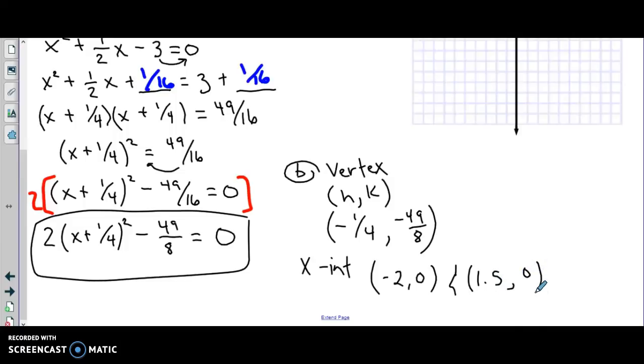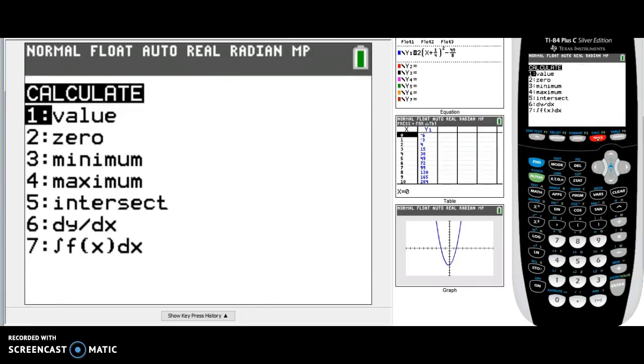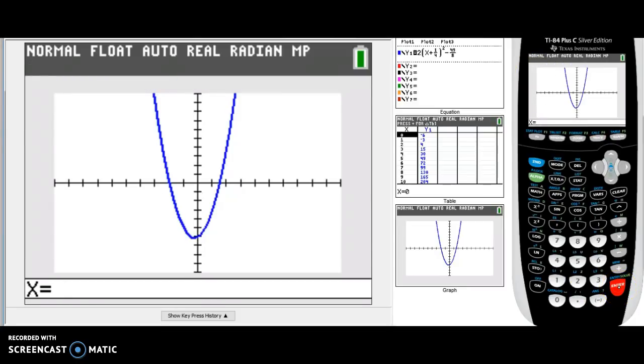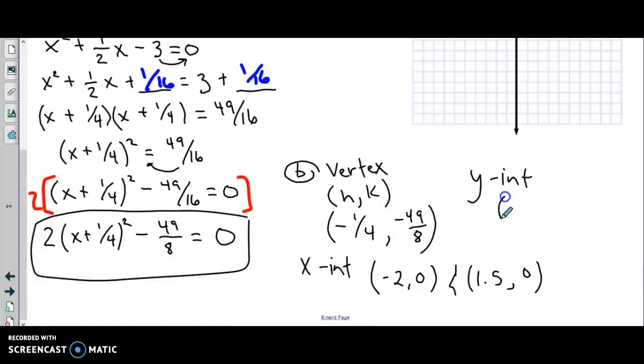That is my x-intercept. Also, we have to find the y-intercept. So with the y-intercept, something new, you're going to go second trace, and then you're going to go to where it says values, which is already highlighted here. Notice how you can enter in your x. Well, we want exactly where x is 0 and y is some value. So I'm going to put 0 in and press enter. And that tells me that my y-intercept is at 0, -6.